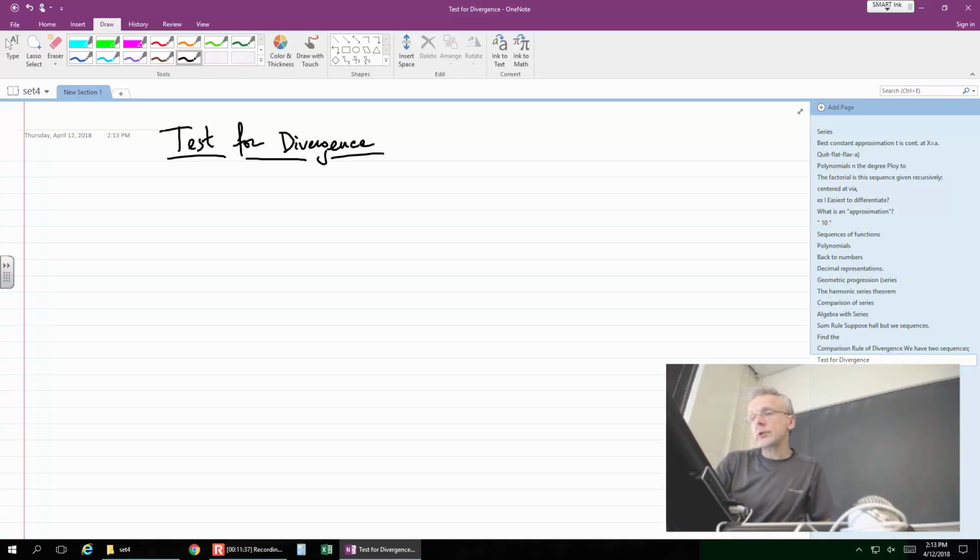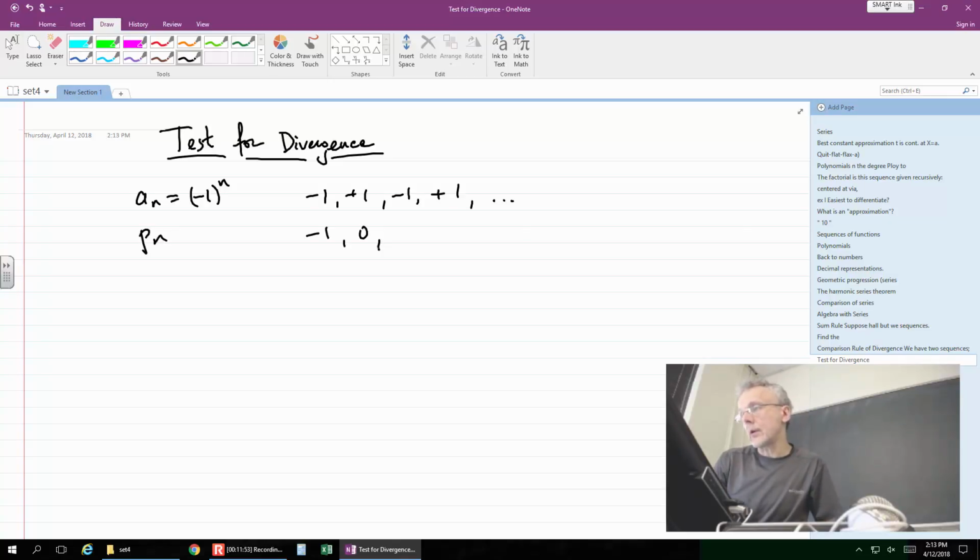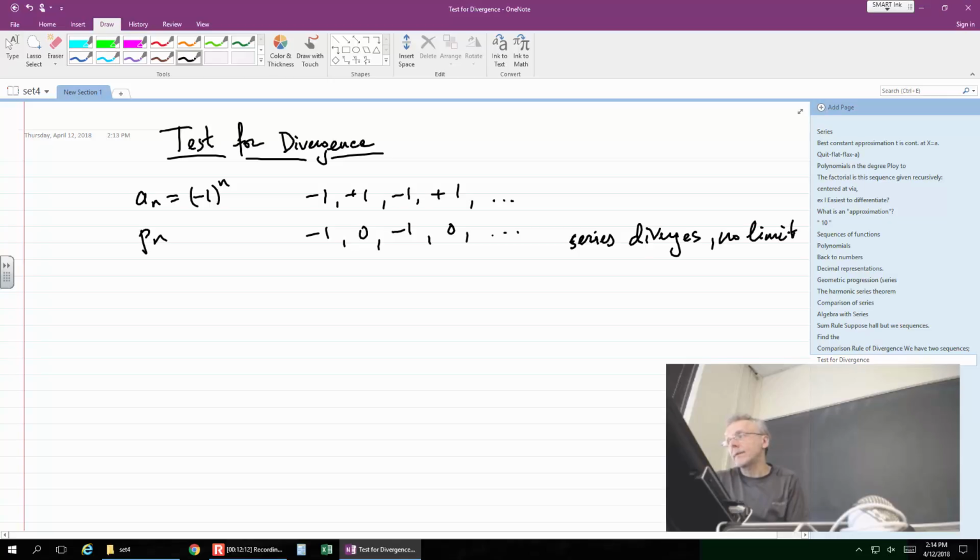Well, the one that we just looked at, a_n equals (-1)^n, the sequence of plus or minus 1, and when it is added up, we get the partial sums -1, 0, -1, 0. So it certainly diverges, and the series diverges because there is no limit. That's the meaning of divergence of a series: there is no limit of the sequence of partial sums.